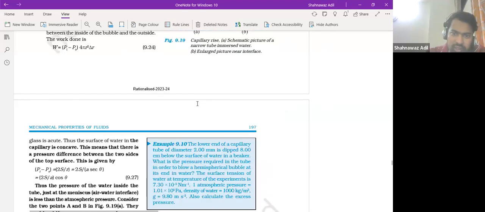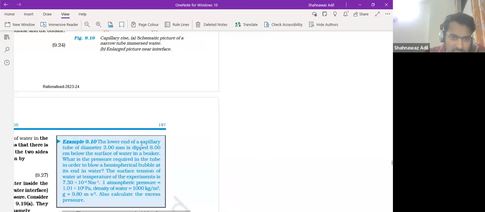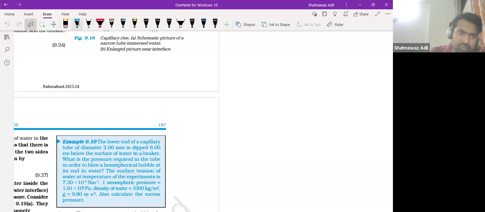Yeah, so this is the question. The lower end of a capillary tube of diameter 2 millimeter is dipped 8 centimeter below the surface of water in a beaker. What is the pressure required in the tube in order to blow a hemispherical bubble at its end in water? So we have a bubble.